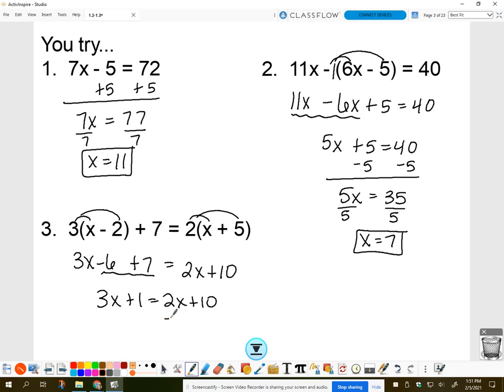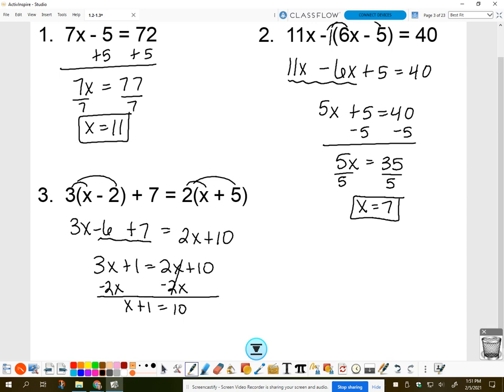We want variables on the same side, so I'm going to subtract the 2x. So this is x plus 1 equals 10. Subtract 1, and x is 9.